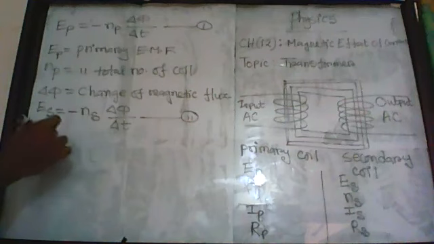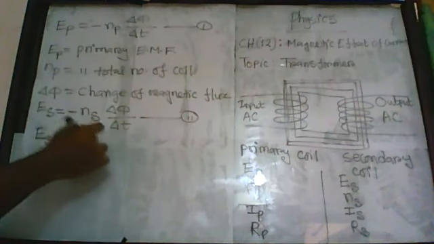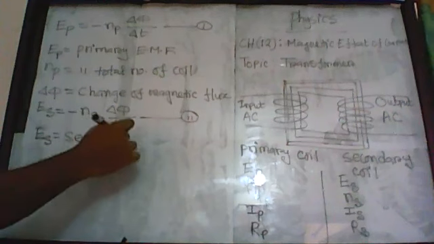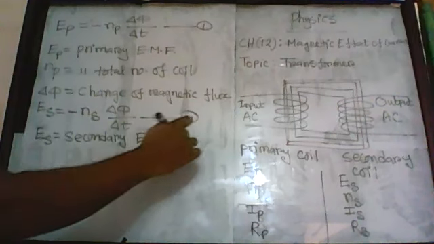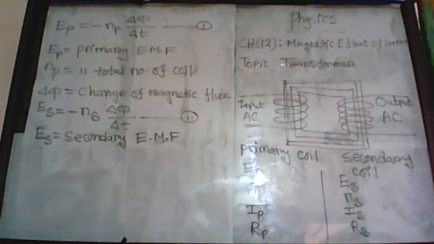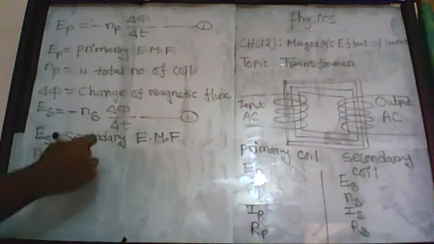So I can say here ES equal to secondary electromotive force. Okay. Now NS equal to what? NS equal to total number of coil in the secondary part. So the coil that stays in the secondary part, that is NS.